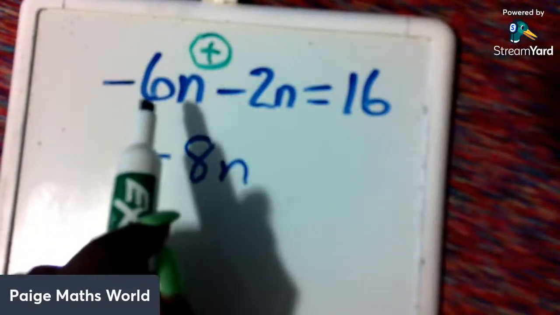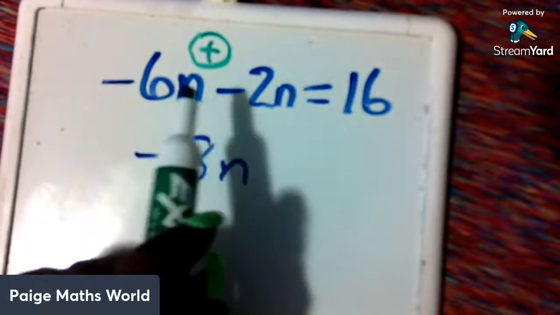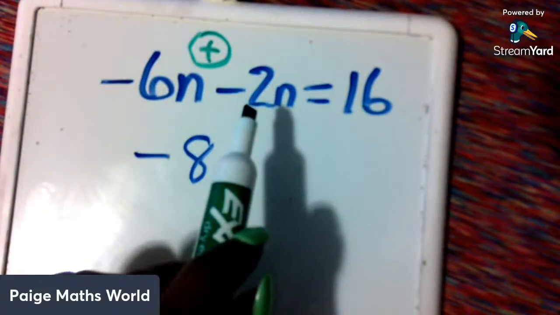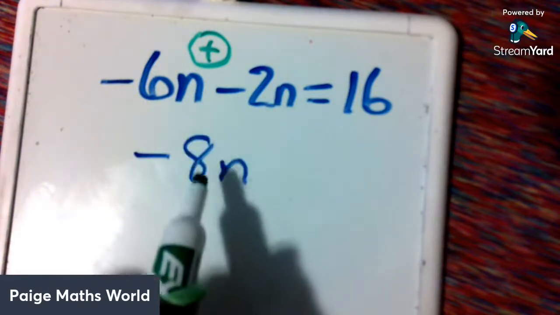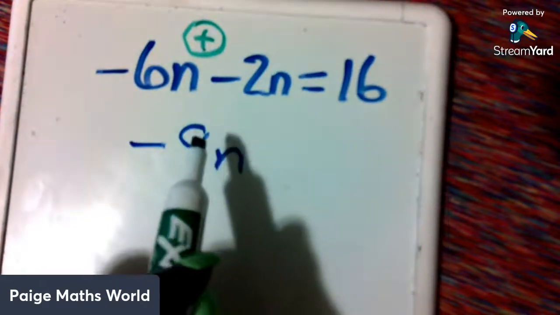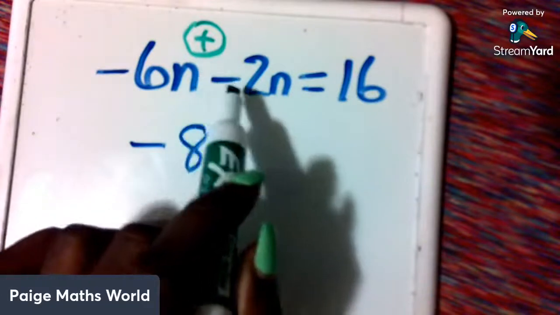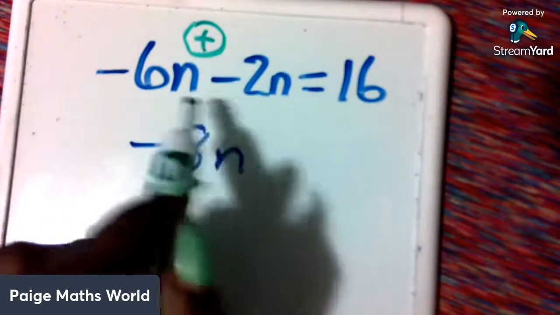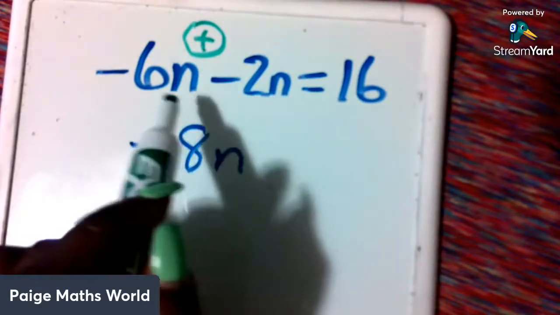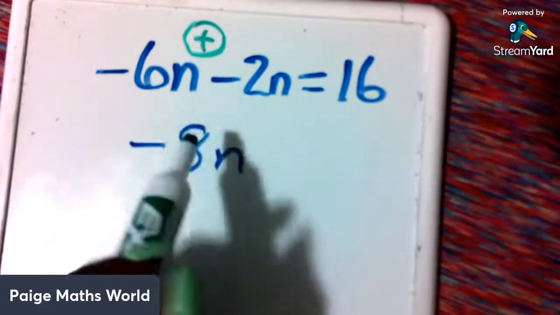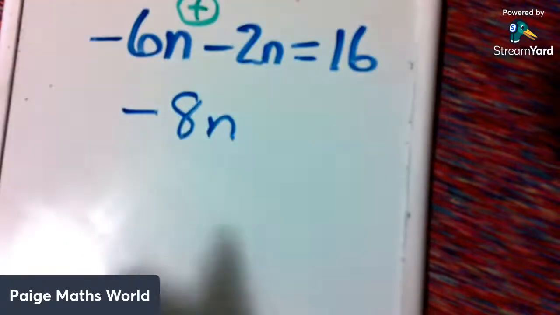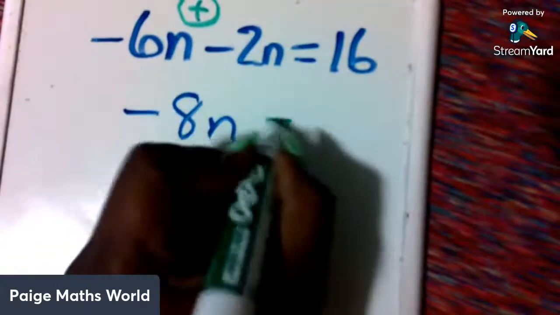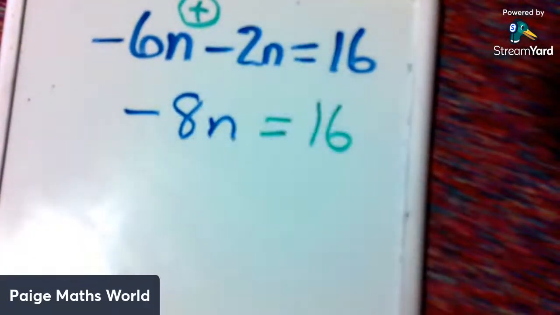So you're going to be adding negative 6, and you're going to be adding negative 2, right? So negative 6 plus negative 2 is negative 8. That's what you're owing, right? Again, you're not going to see that plus, but if you look at your exam paper and you see something like this, it means you're going to be adding both of them. So 6 plus 2 is 8, and remember it's negative, so it's negative 8n, and that's equal to 16.